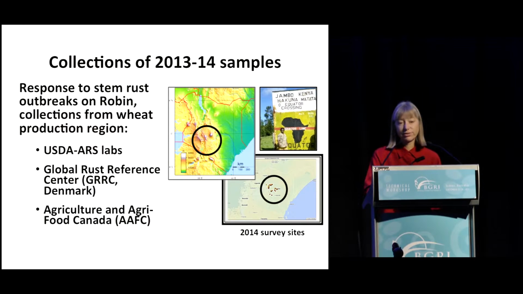In response to the stem rust outbreaks on Robin, stem rust collections were made from the wheat production region. The top map shows the general wheat production area in Kenya, and the bottom map shows the 2014 survey sites where stem rust was detected. Samples collected in these years were sent to the USDA ARS labs and also to the Global Rust Reference Center in Denmark and the Agriculture and Agri-Food Canada Center. And cross-validation among these different rust labs is very important and very valuable.